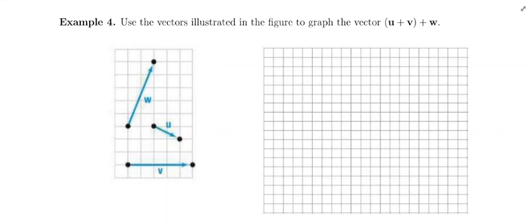So now that we've looked at how to add vectors geometrically, subtract them, as well as perform scalar multiplication, we're going to do a couple of examples where we combine operations. So let's take a look at example 4. We still have our same three vectors. We're going to use them to graph the vector u plus v plus w.